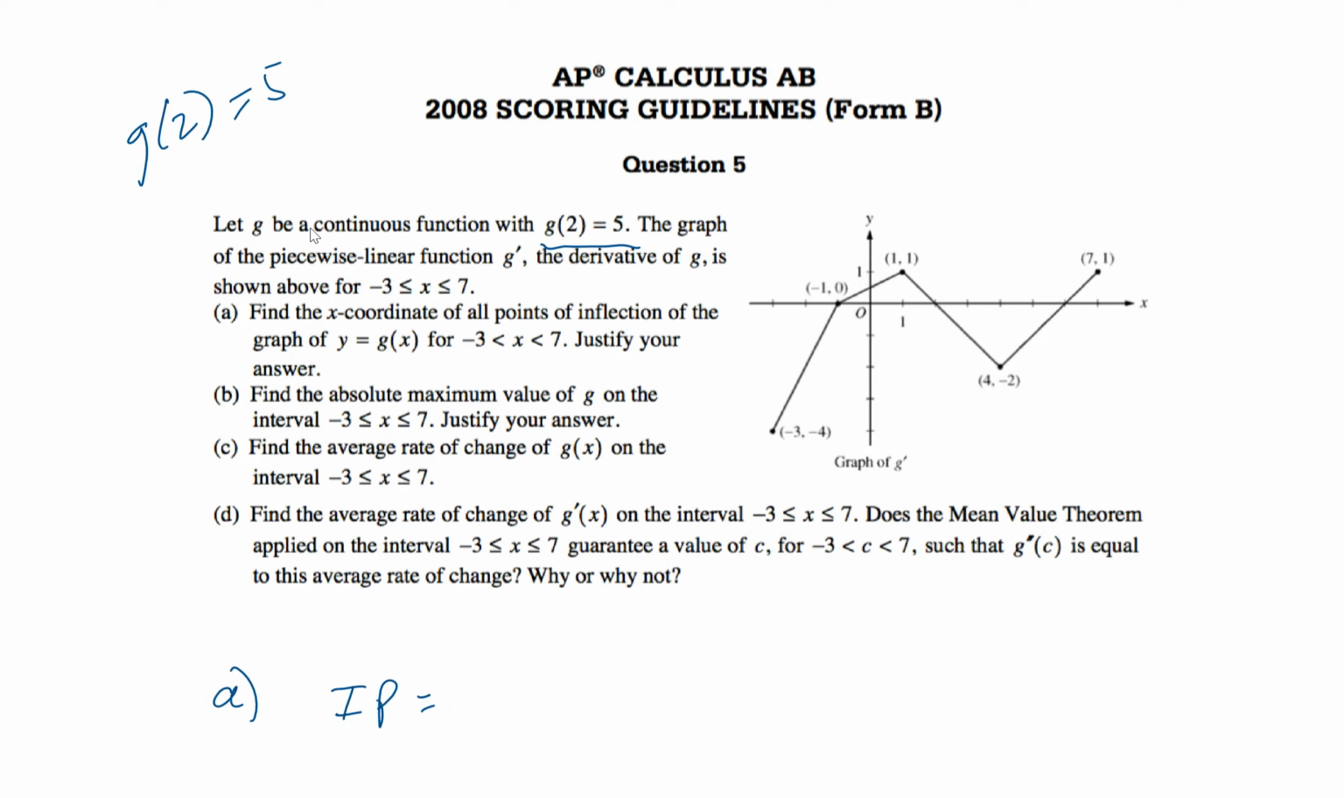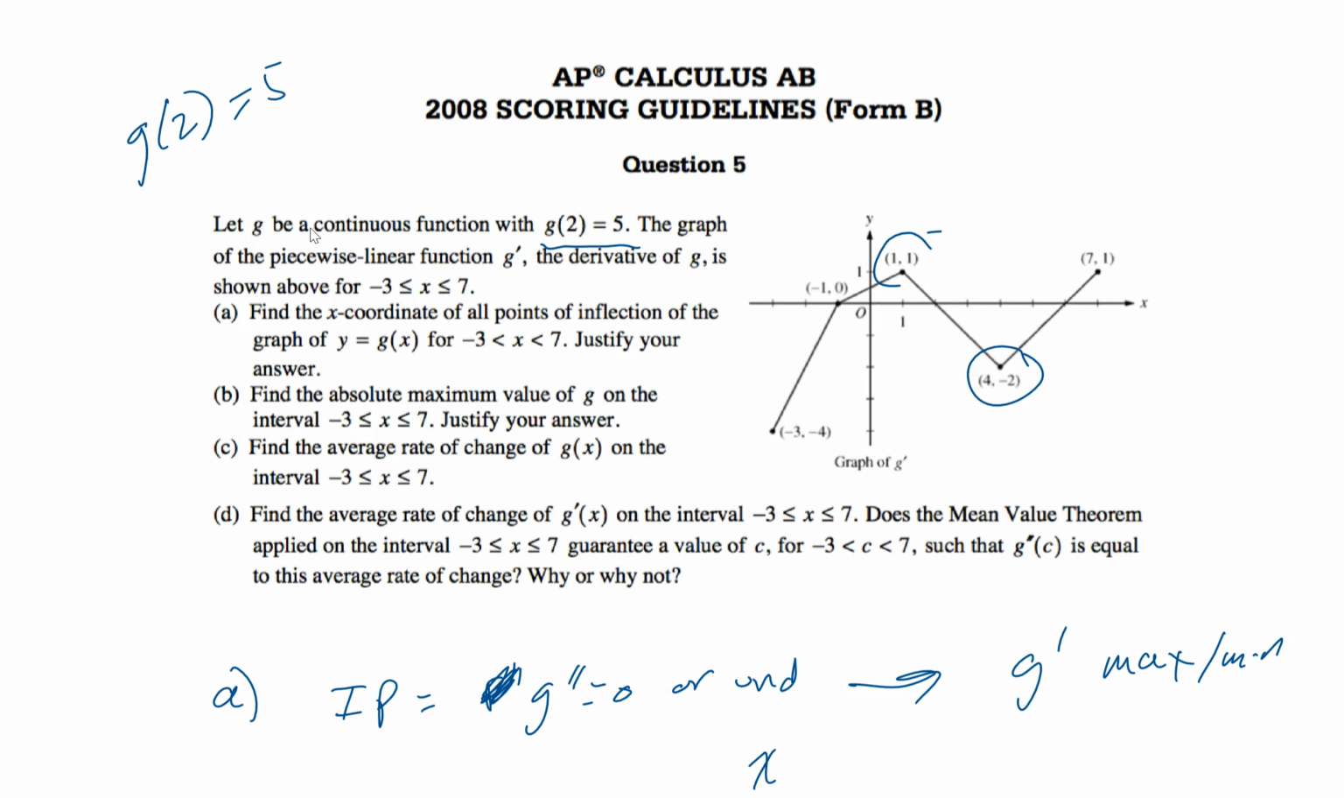Inflection points are when the second derivative equals 0, or undefined. I guess we're doing g in this case. Now, I don't have the second derivative, I have the first derivative. So you have to think back, how do you get that from there? It's where g prime has a max or min. So where does g prime have a max or min? Right here. And right here.